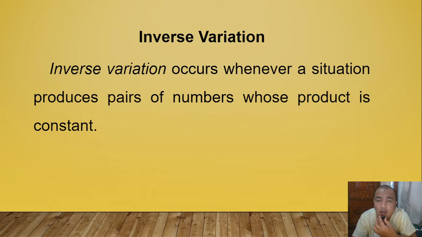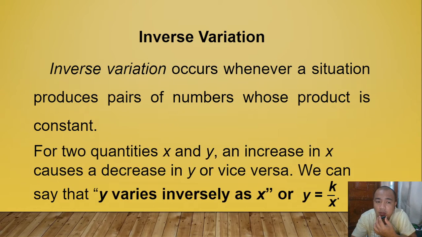So inverse variation occurs whenever a situation produces pairs of numbers whose product is constant. For two quantities, x and y, an increase in x causes a decrease in y, or vice versa. If x increases, y decreases, or vice versa. So we can say that y varies inversely as x, or y is equal to k over x.